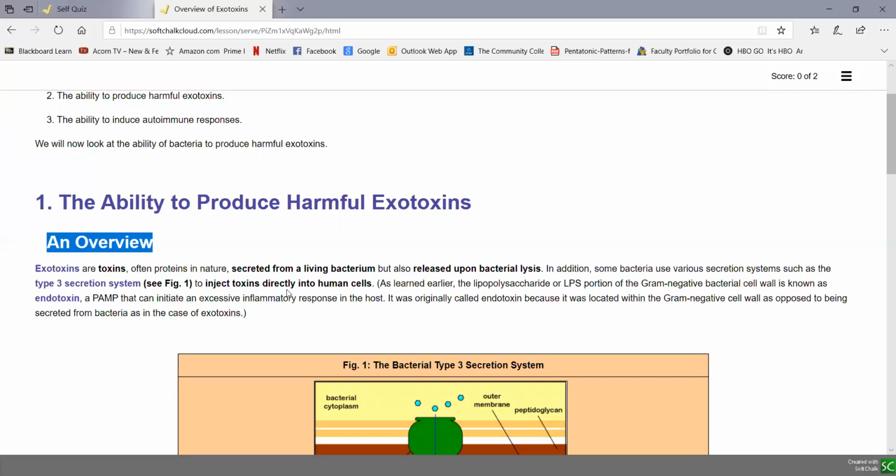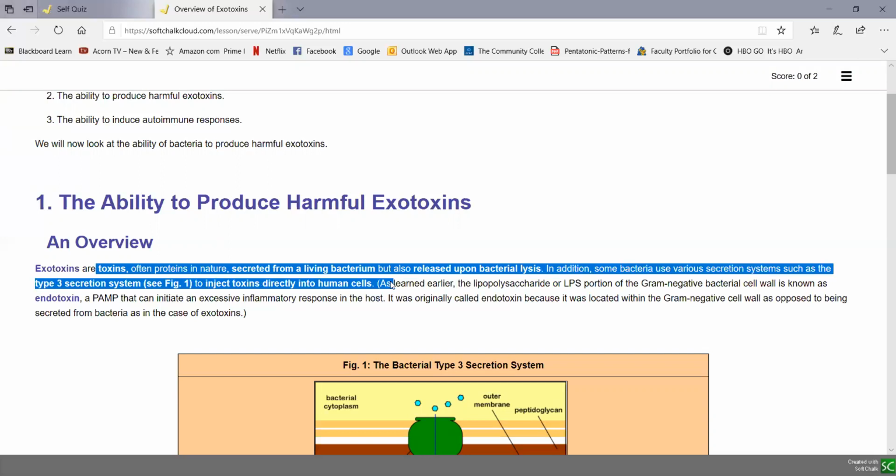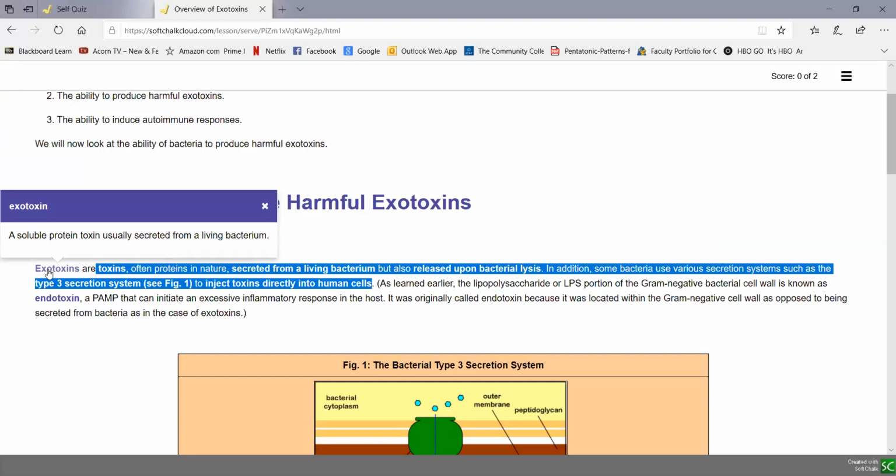that to a term we've used earlier when we talked about the gram-negative cell wall, endotoxin. So exotoxins are toxins that are secreted from a living bacterium. They can also be released if that bacteria is lysed. And some bacteria can use the type 3 secretion system to inject exotoxins directly into human cells. So exo usually refers to outside, so these are usually soluble protein toxins secreted by living bacteria.